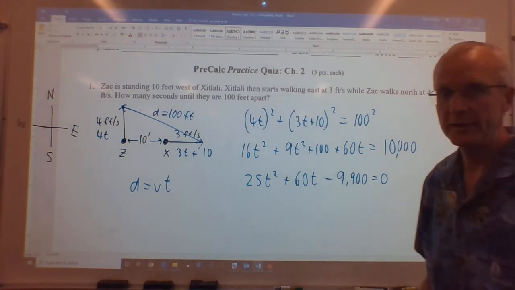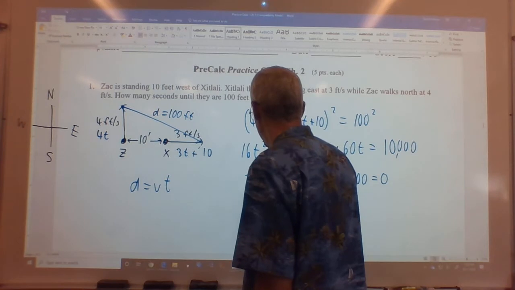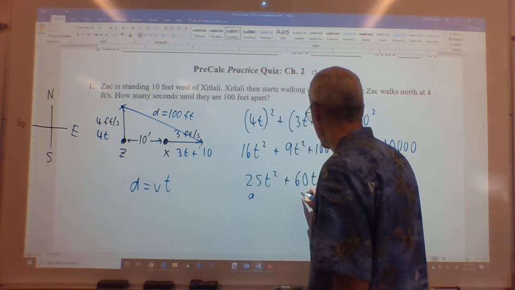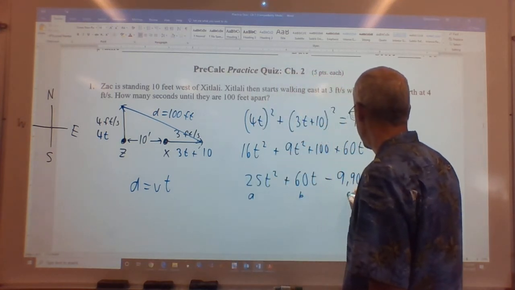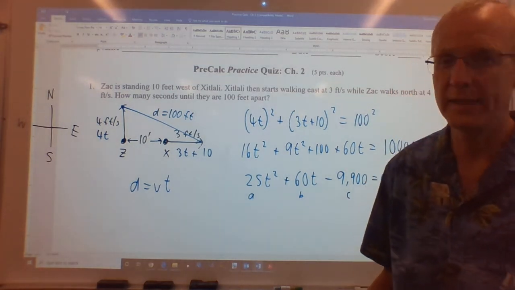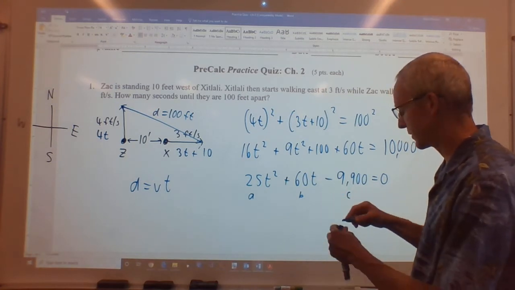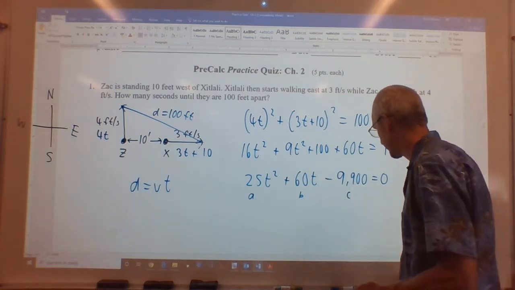Okay, now we got to use the quadratic formula. So this is A, this is B, B is 60, C is negative 9,900. Be really careful of that, they can be negatives. A is the number in front of the t squared, B is the number in front of the t, C is the number here by itself, which is negative.